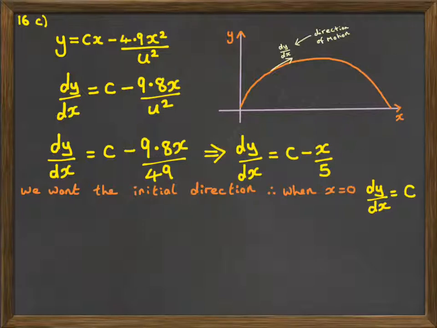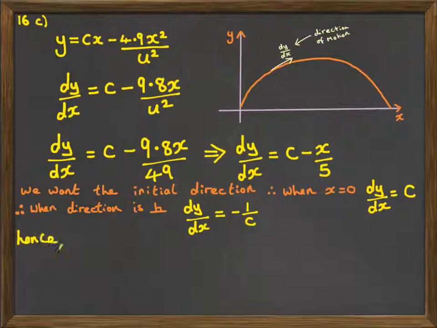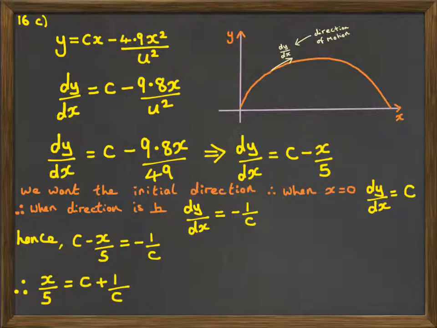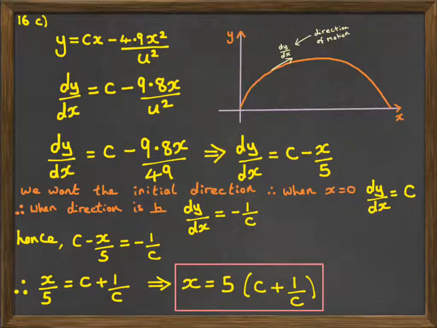Okay, so the perpendicular direction of motion will simply be the negative reciprocal, and so in other words we are interested in when dy by dx equals minus 1 over c. So if we now solve c minus x over 5 equals minus 1 over c, then in just a couple of steps we are able to achieve the correct answer for this problem.